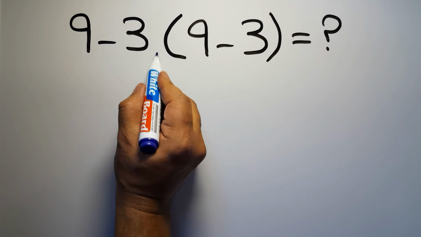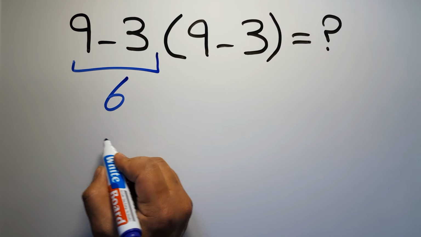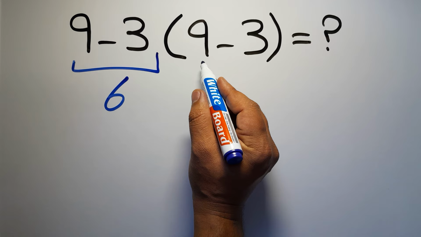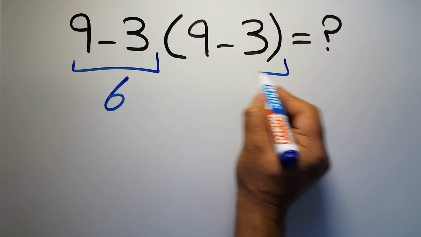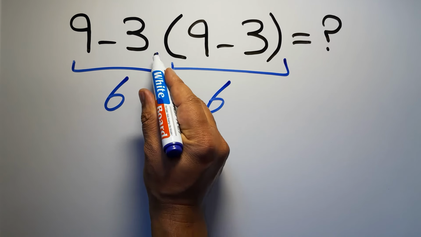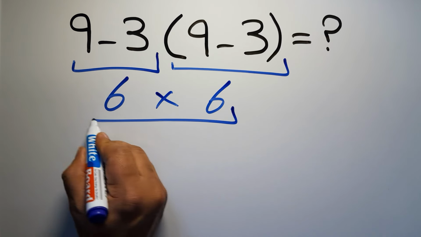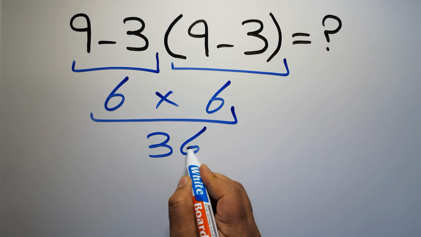9 minus 3 gives us 6. And again here inside this parentheses we have 9 minus 3. So 6 times 6, which equals 36.